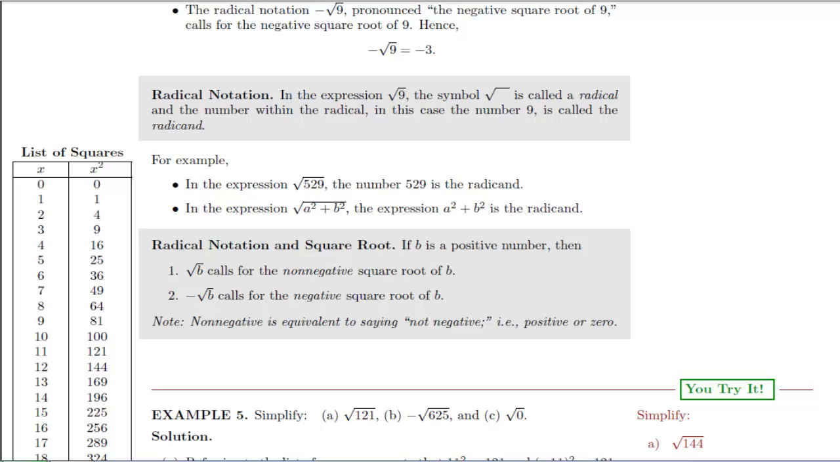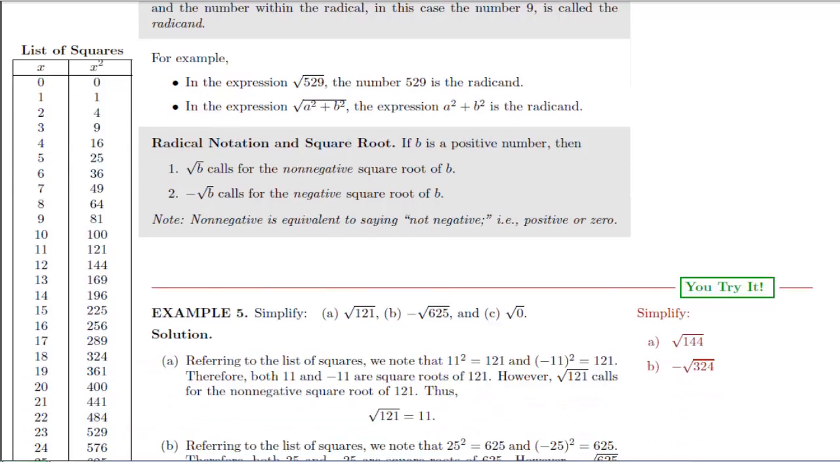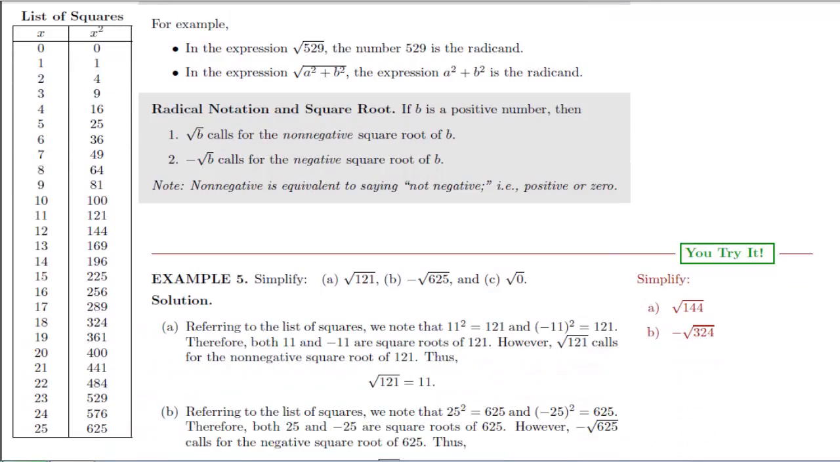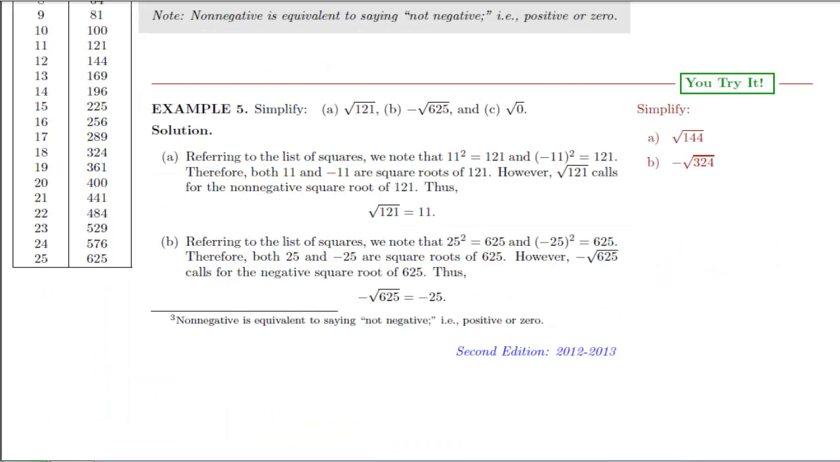In the expression, the non-negative square root of a squared plus b squared, the expression a squared plus b squared is the radicand. Radical notation and square root. If b is a positive number, then the radical calls for the non-negative square root of b, and the negative radical calls for the negative square root of b. Note, non-negative is equivalent to saying not negative, i.e. positive or 0.